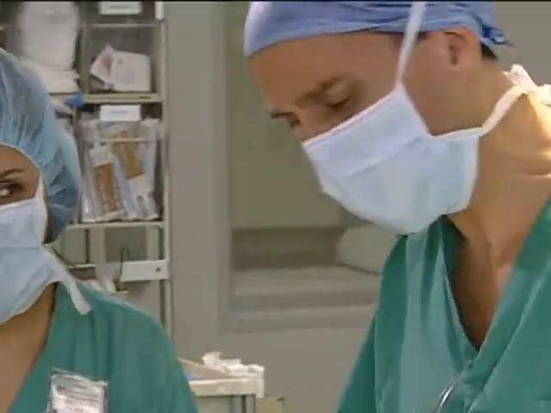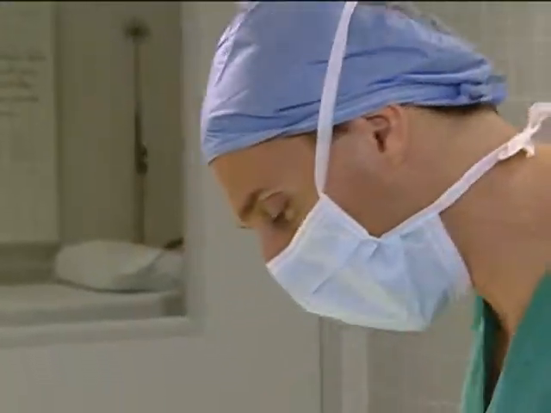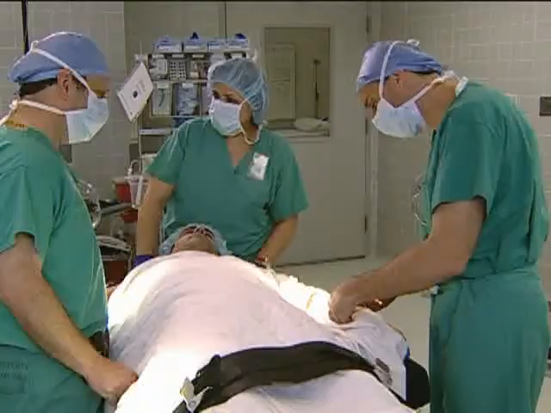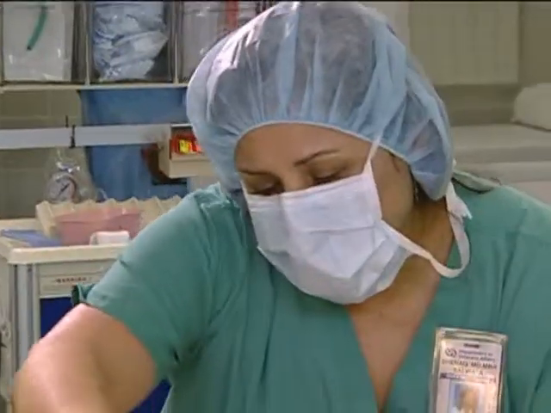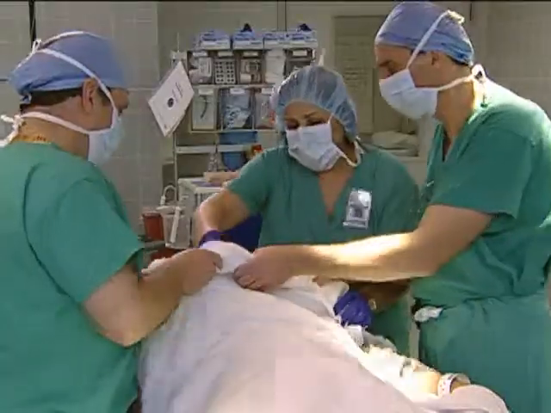Okay, Doc. Okay, I have Noel Eldridge. Rob and Dr. Albo begin by verifying the patient's name, full Social Security number, and birth date. Yes, that's correct, Rob. I agree. Is the surgical site marked? Yes, the site is marked on the midline of the abdomen with Dr. Albo's initials. I confirm that.